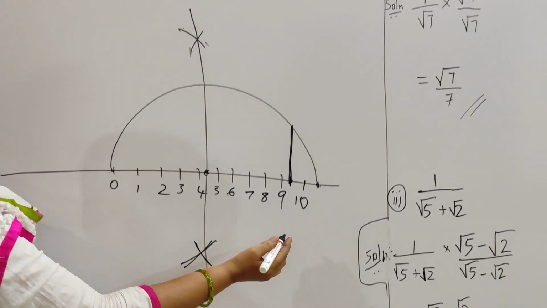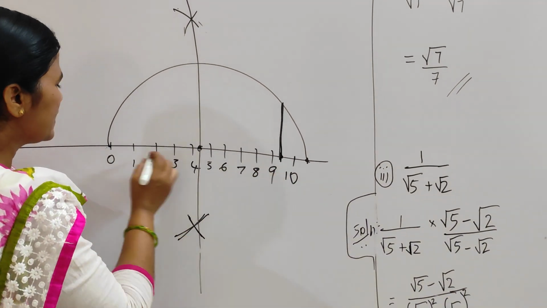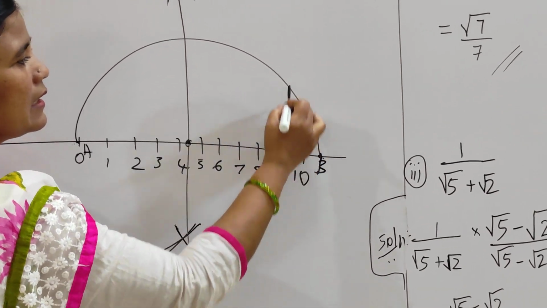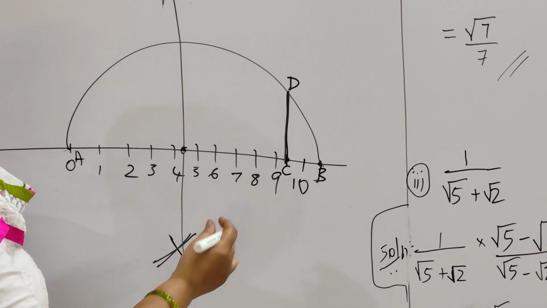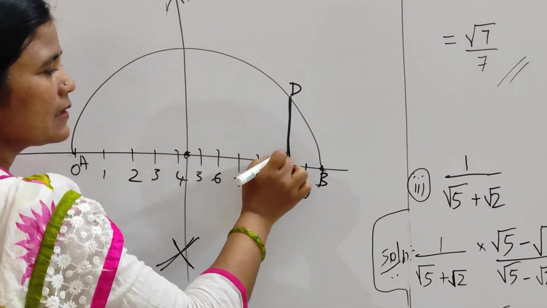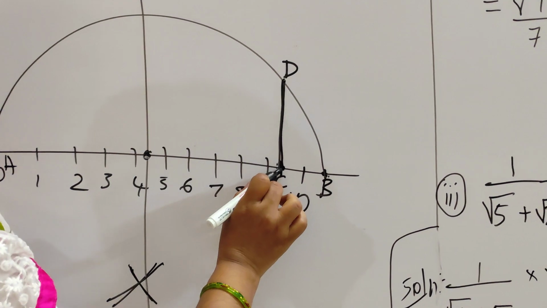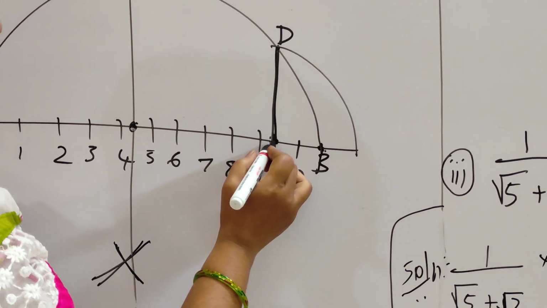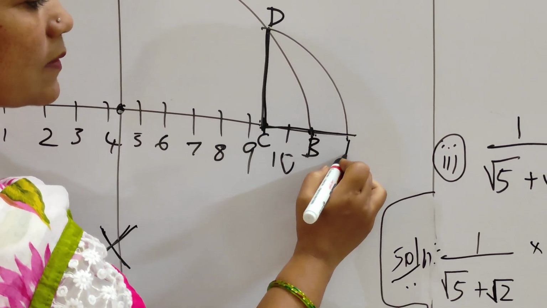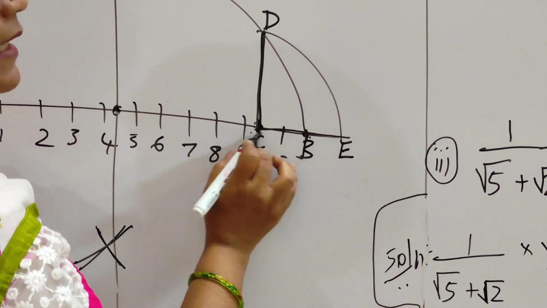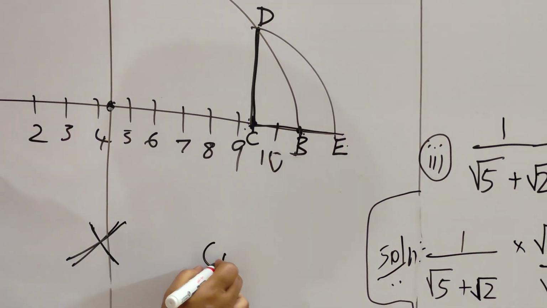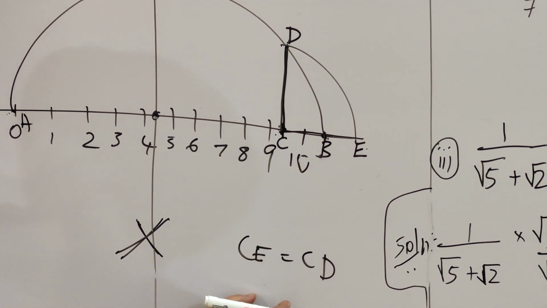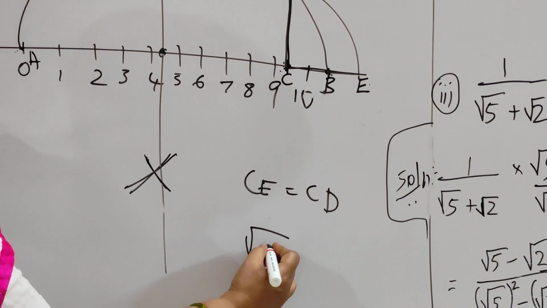After drawing the semicircle, call this A, B, C, D. Now take this as radius and from here you cut an arc like this. Whatever you get, call this point E. CE will be equal to CD. This is the value of root 9.3.